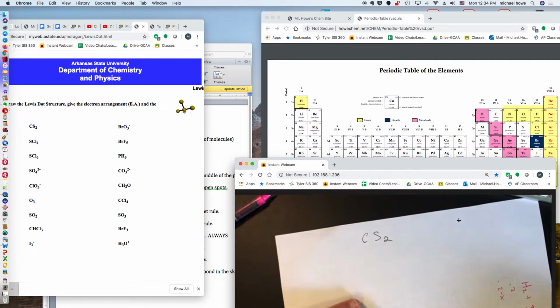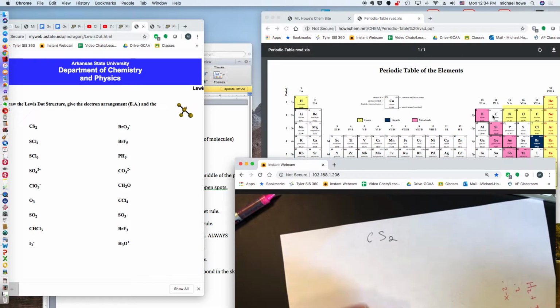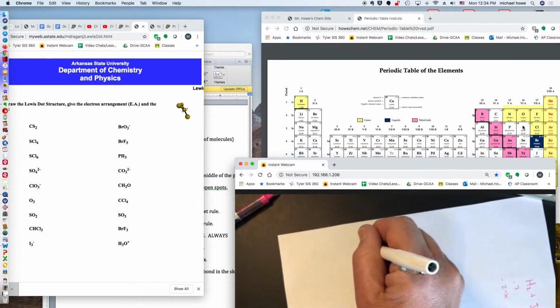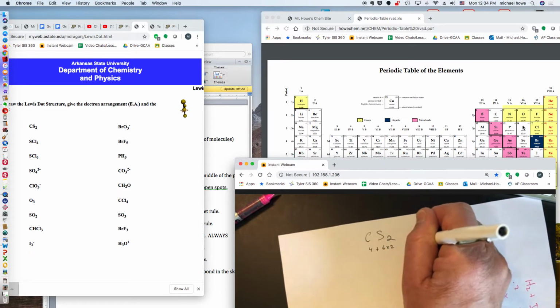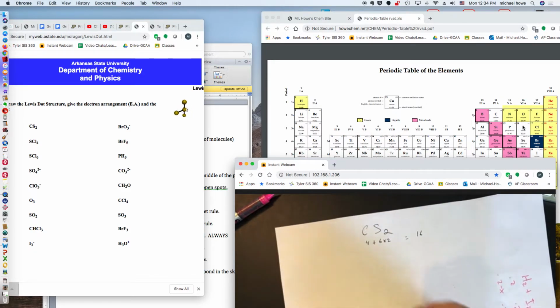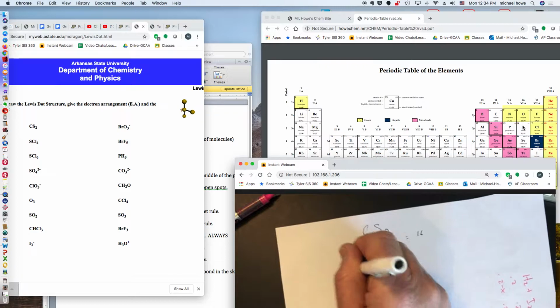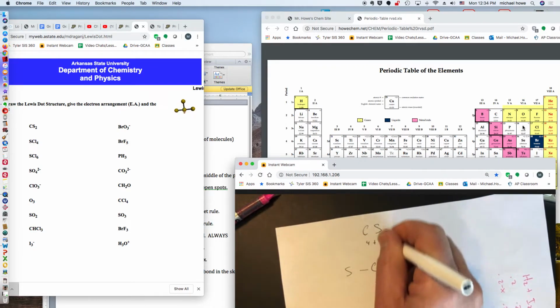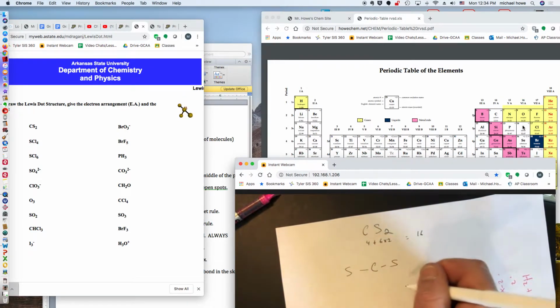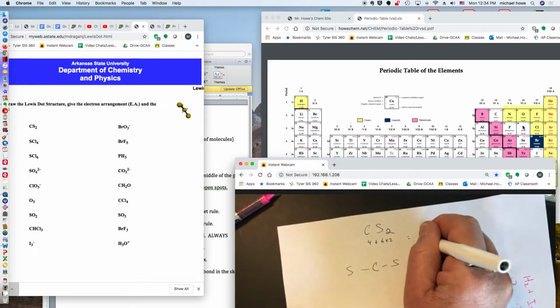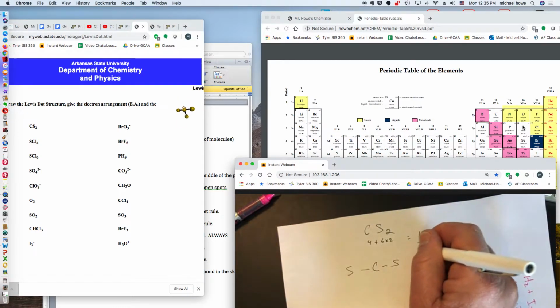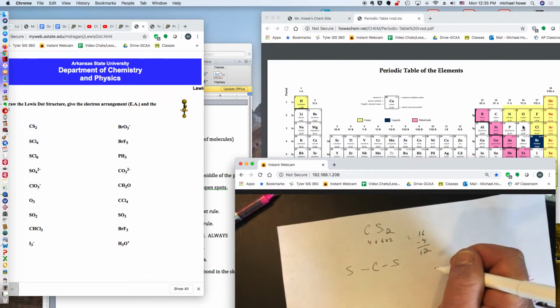So you go to your periodic table, you find C. It's right here, it's got 4 valence electrons. Sulfur's got 6, so I'd have 4 plus 6 times 2. So we're looking at 16 valence electrons. Set up your skeleton structure. I'm setting up again so that the electrons are as far apart from each other as they possibly can be. You take away 2 per bond, so I take away 4, gives me 12 dots to put in.